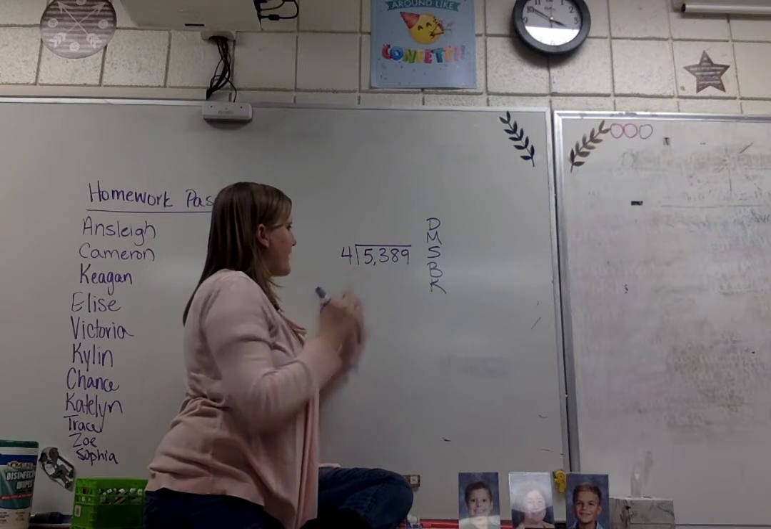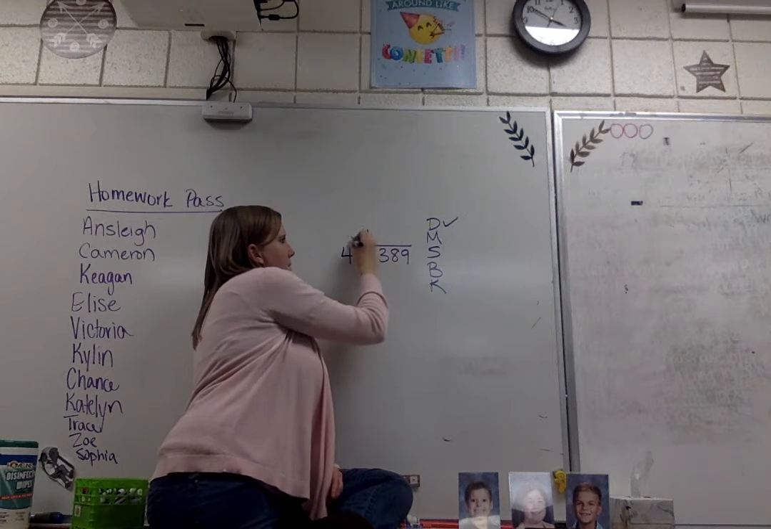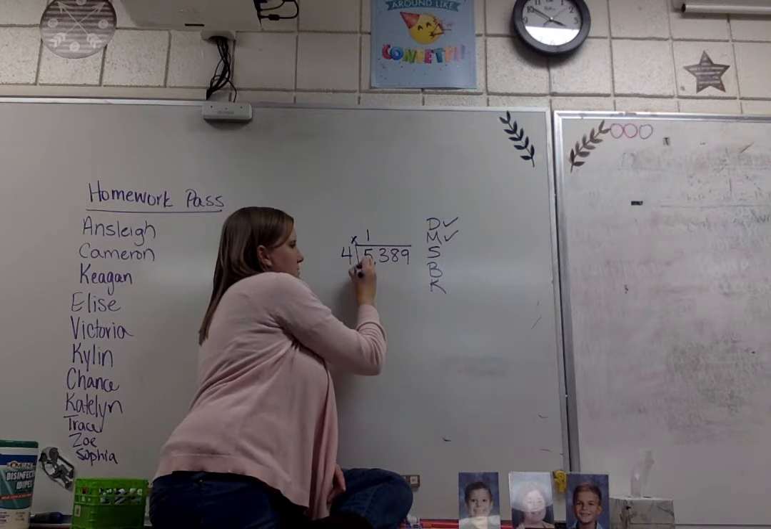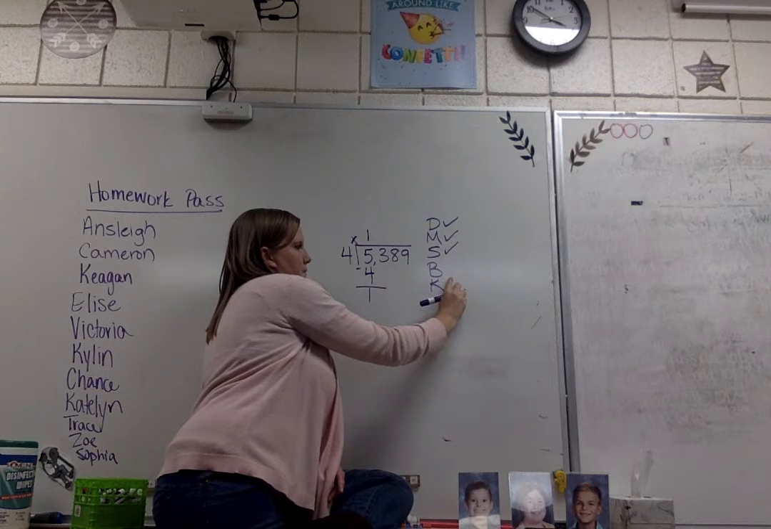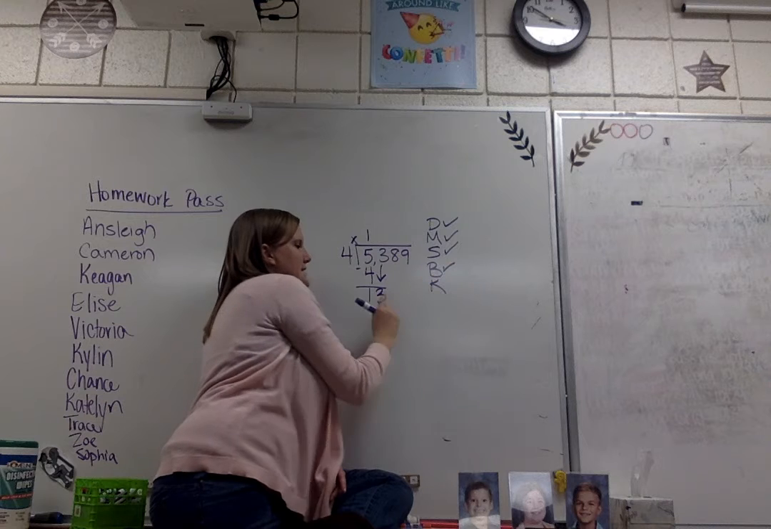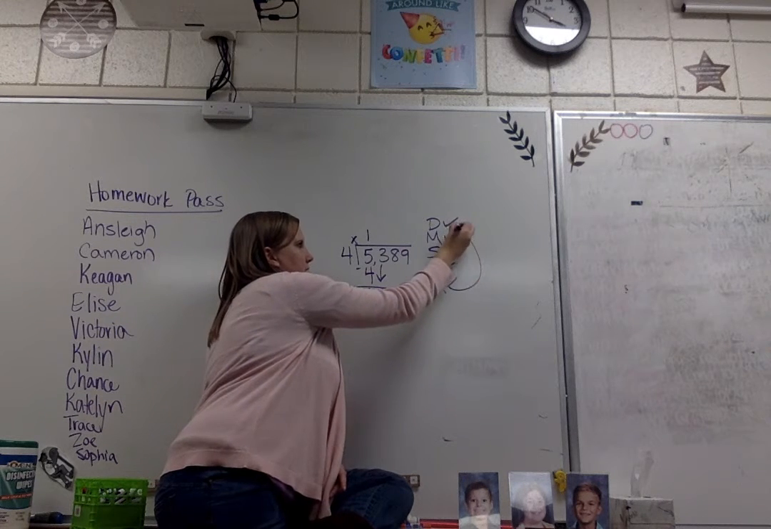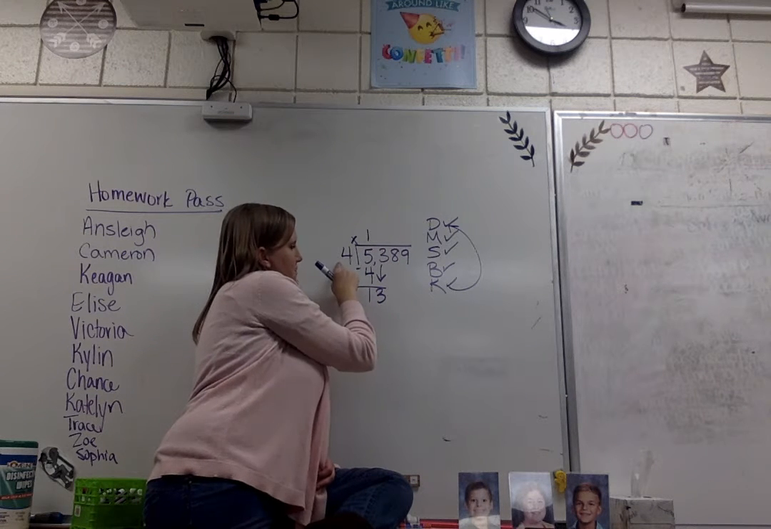4 will divide into 5 one time. So I'm going to now multiply. 4 times 1 equals 4. S tells me to subtract. 5 minus 4 equals 1. B tells me to bring down. Since I brought down, I'm going to K, keep going, meaning go back to the beginning and start all over again. So now 13 divided by 4.